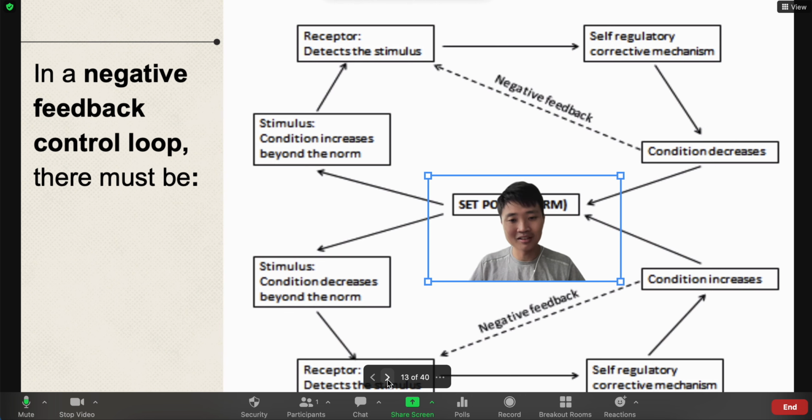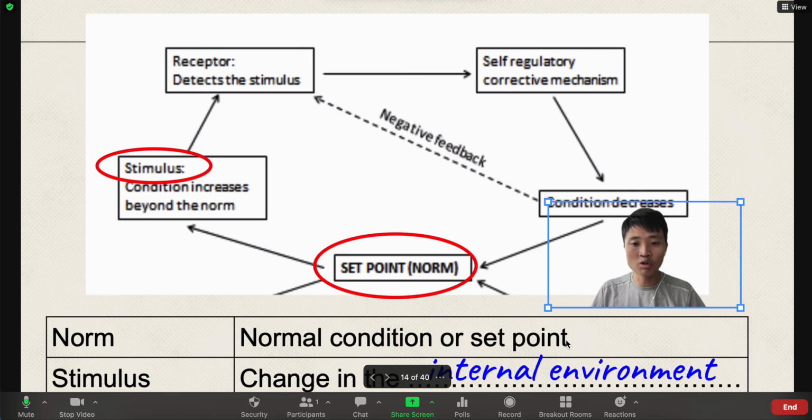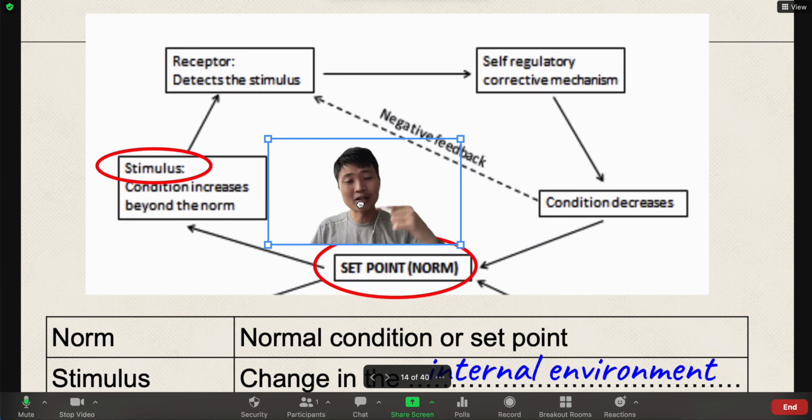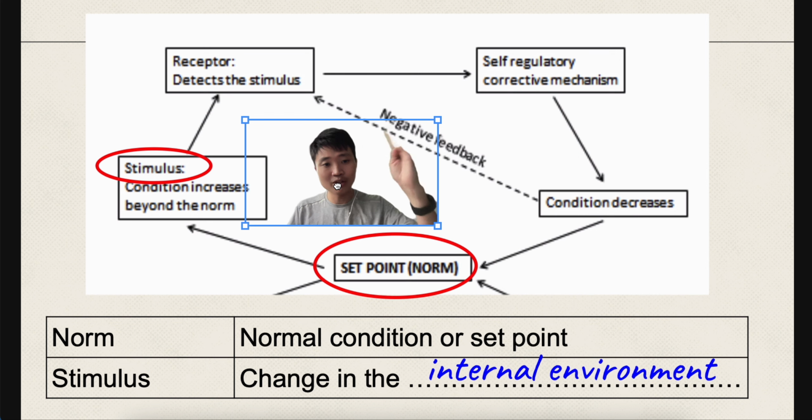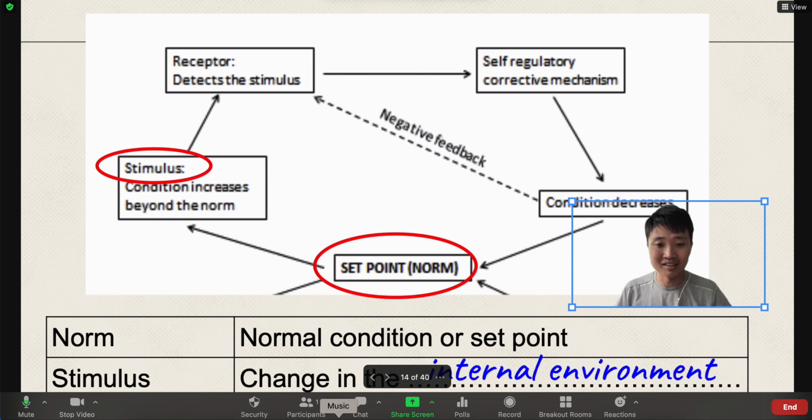Okay, let's just go on first. If you don't understand, then we ask questions. So first, norm, right? Normal condition or set point. If things are kept here, awesome. Then there's the stimulus, which is a change in the internal environment. I only put the example for increase here, but it could be decrease as well. So the condition increases or decreases beyond the norm, there's a change in the environment, and a stimulus occurs.